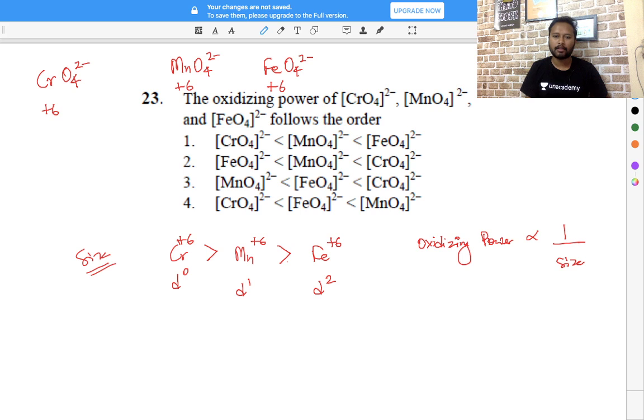So answer number one. Oxidizing means it has to undergo self reduction. Okay, it has to oxidize the other one. So it should be option number one. Okay, so this should be done like that. Understood?